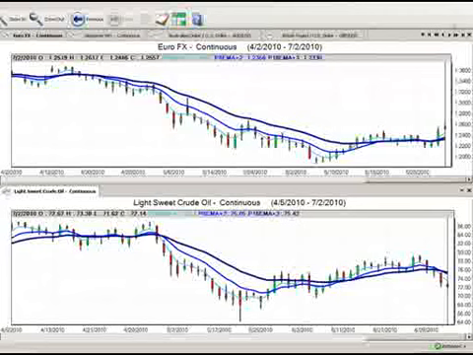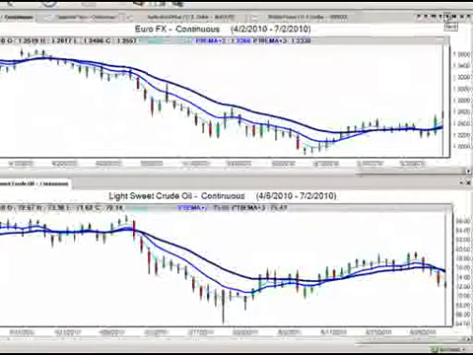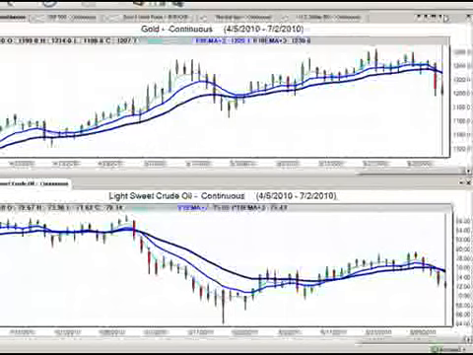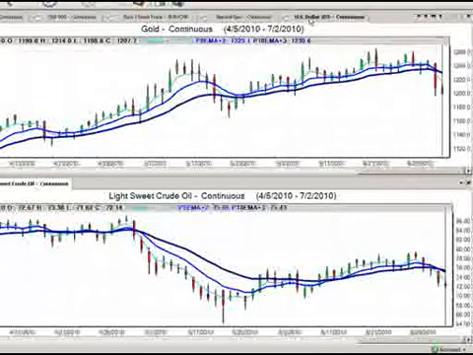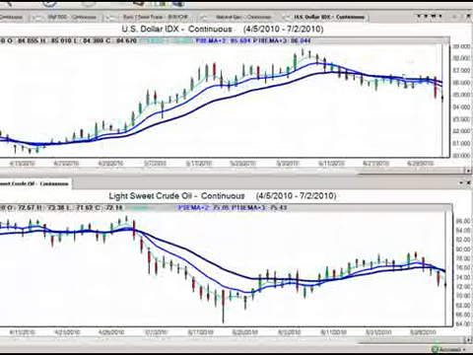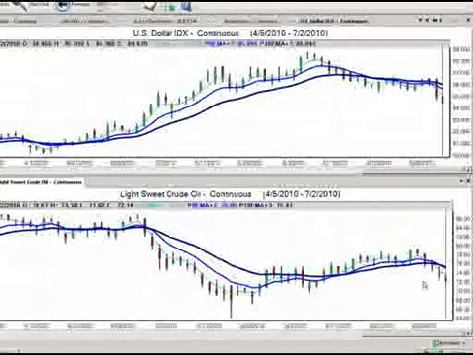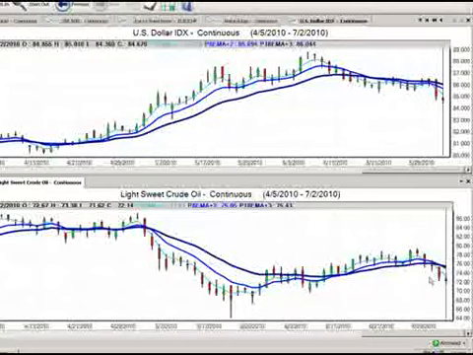So let's have a look at that against it. We've talked about the euro here. Now let's look at the correlation between the light sweet crude and the US dollar index, because it's a very important correlation that we need to review. Now, putting the two side by side, we can see that we actually have the US dollar and light sweet crude moving down at the same time.